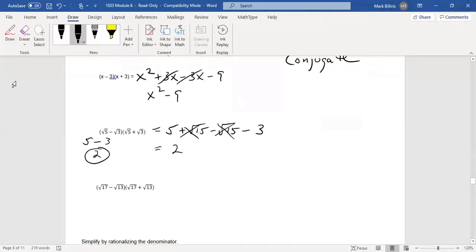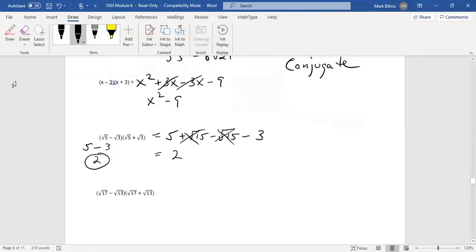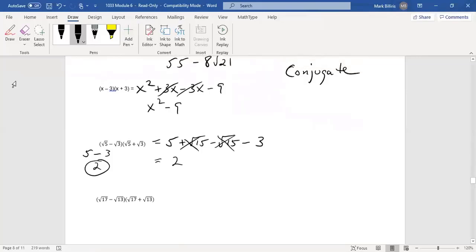So that being said, let's look at the last example. Square root of 17 minus the square root of 13 times the square root of 17 plus the square root of 13. They're conjugates of one another, right? So what do we need to do to get our final answer? We don't need to go through the distributive property. We know that there's not going to be a middle term, and we know that a radical is not going to be a part of our final answer.